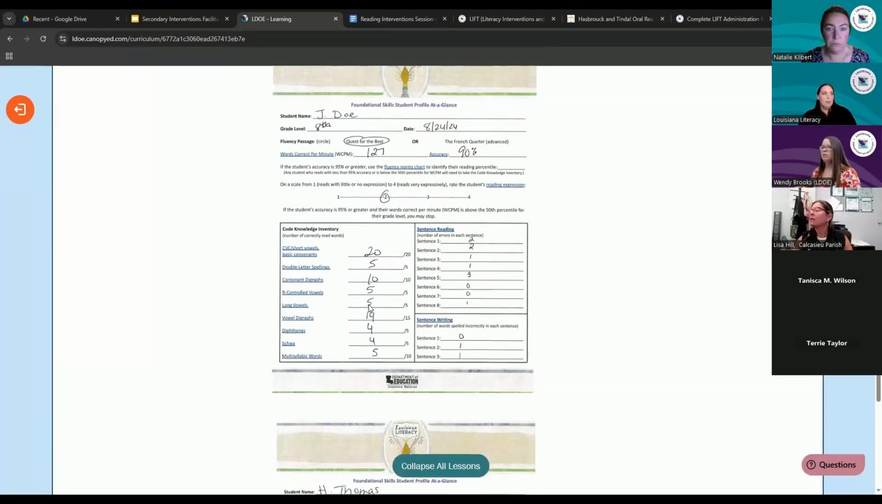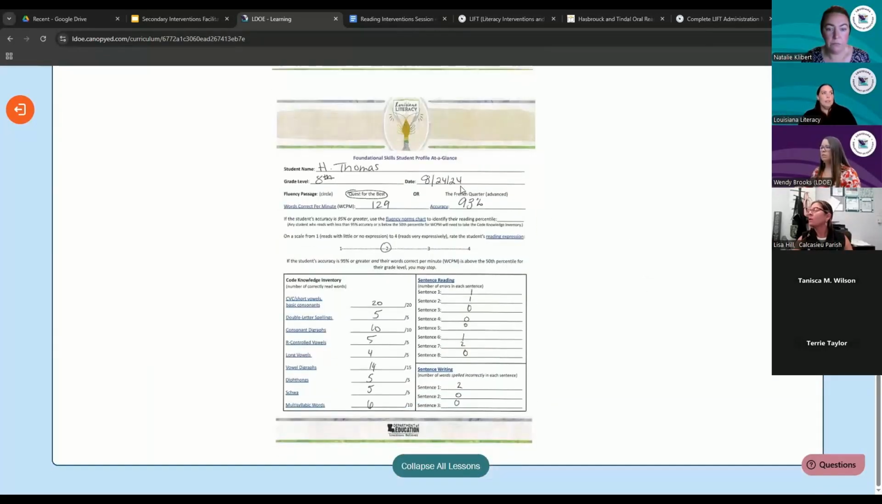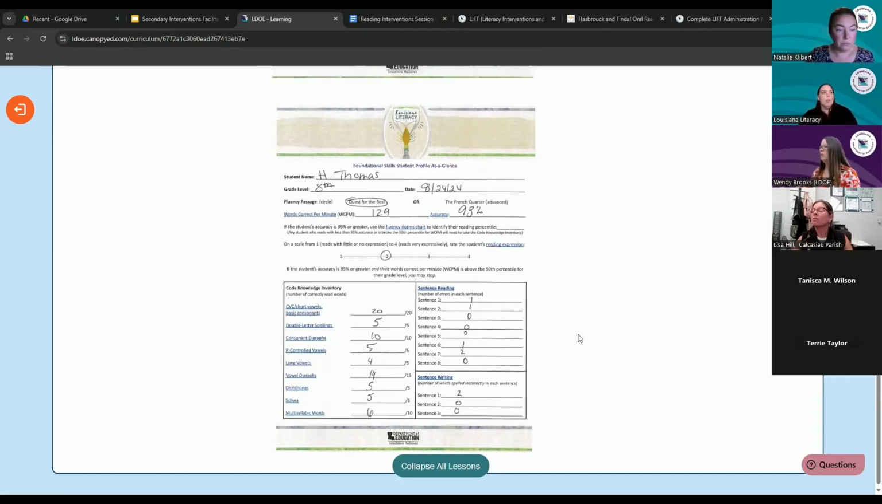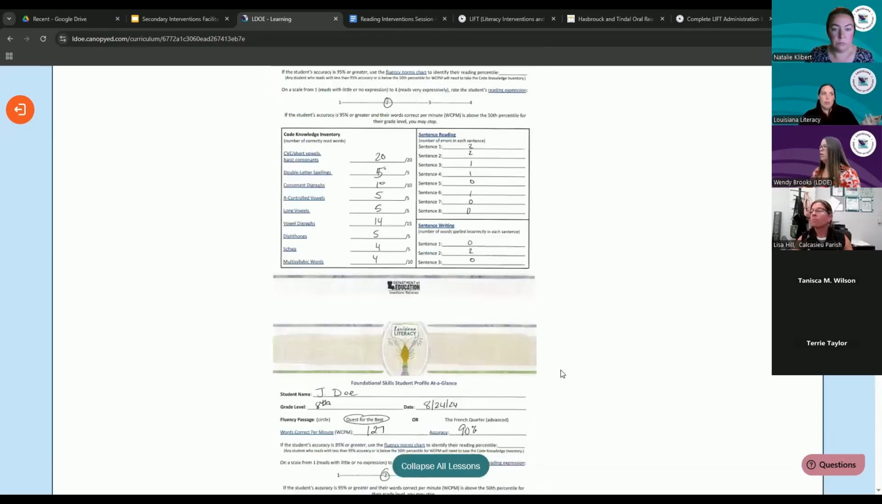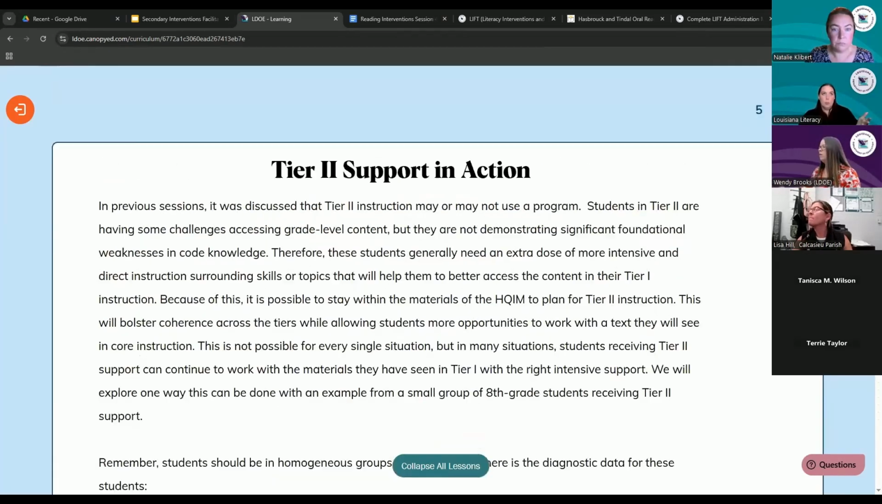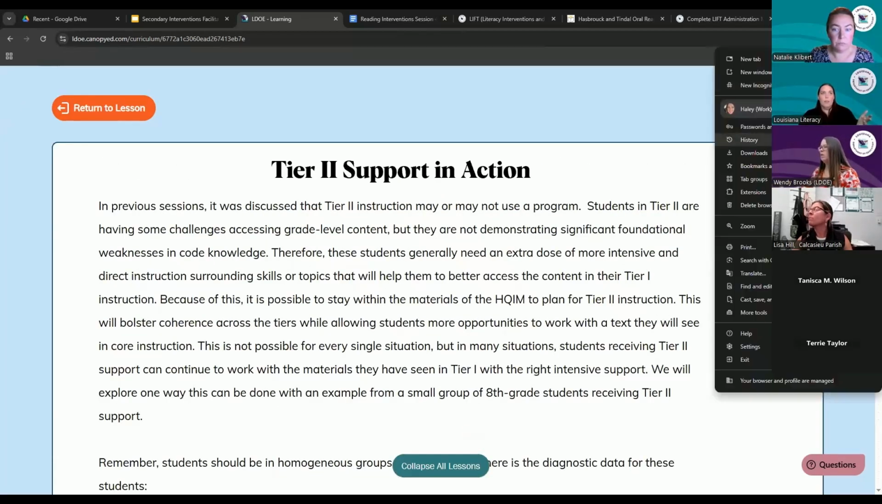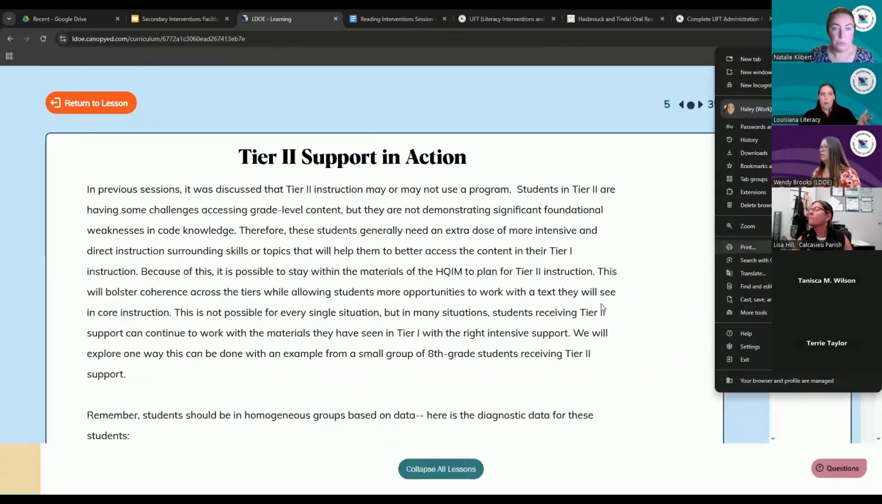I've only got about half of those right. And then H. Thomas, similar numbers, 129 correct per minute, 93% accuracy. And for the most part, really only missed a significant portion of the assessment, the code knowledge inventory for multisyllabic words. So all 3 of these students are grouped together because we want homogeneous grouping, and they're all showing some significant deficits with multisyllabic words.